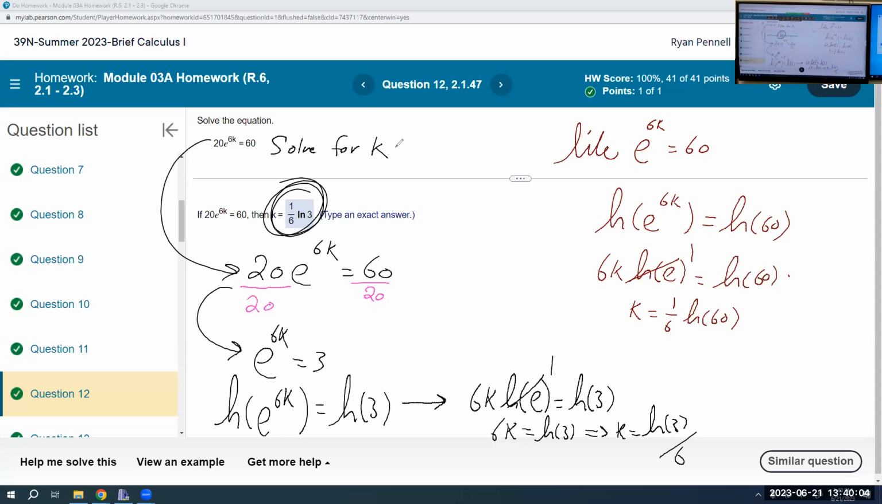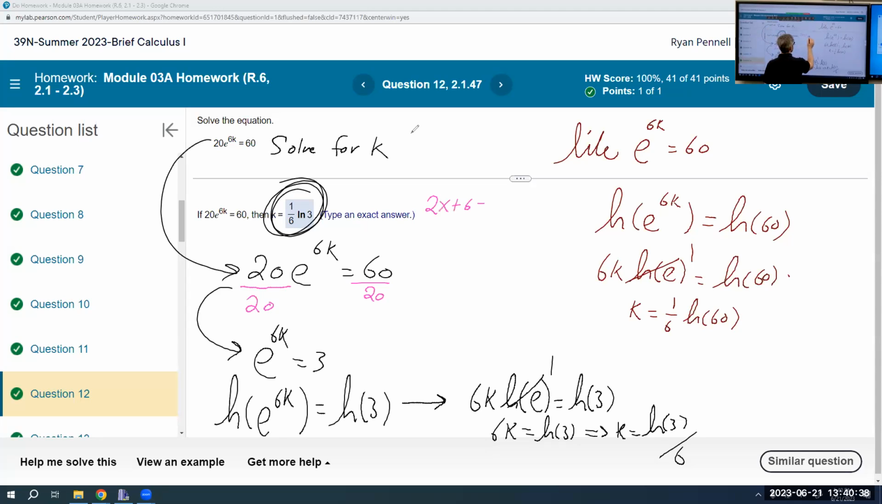Questions on this one? So what did we learn? We learned in this problem that if you have a coefficient with the e, we need to isolate the e before we take the natural logarithm of both sides, okay? So you can divide both sides, almost like you would going back to elementary algebra.